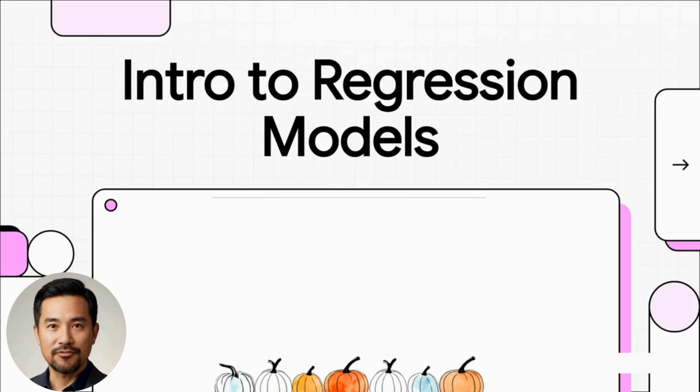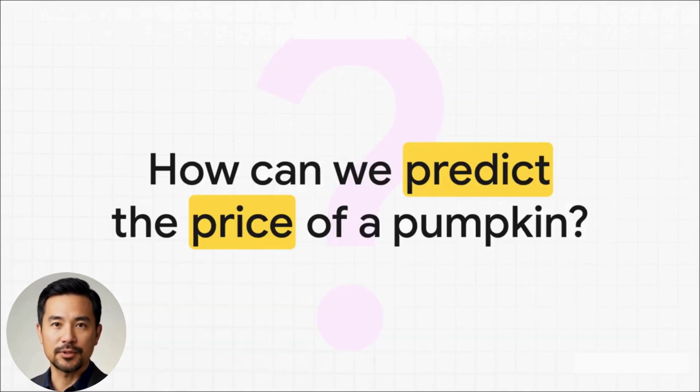All right, class, welcome. Today we're going to dive into something really cool, a super powerful tool in machine learning called regression. Basically, it's how we teach computers to find hidden patterns in data, which lets us make some pretty smart guesses about the future. So to get our heads around this, let's start with a fun, practical question. How can we predict the price of a pumpkin?